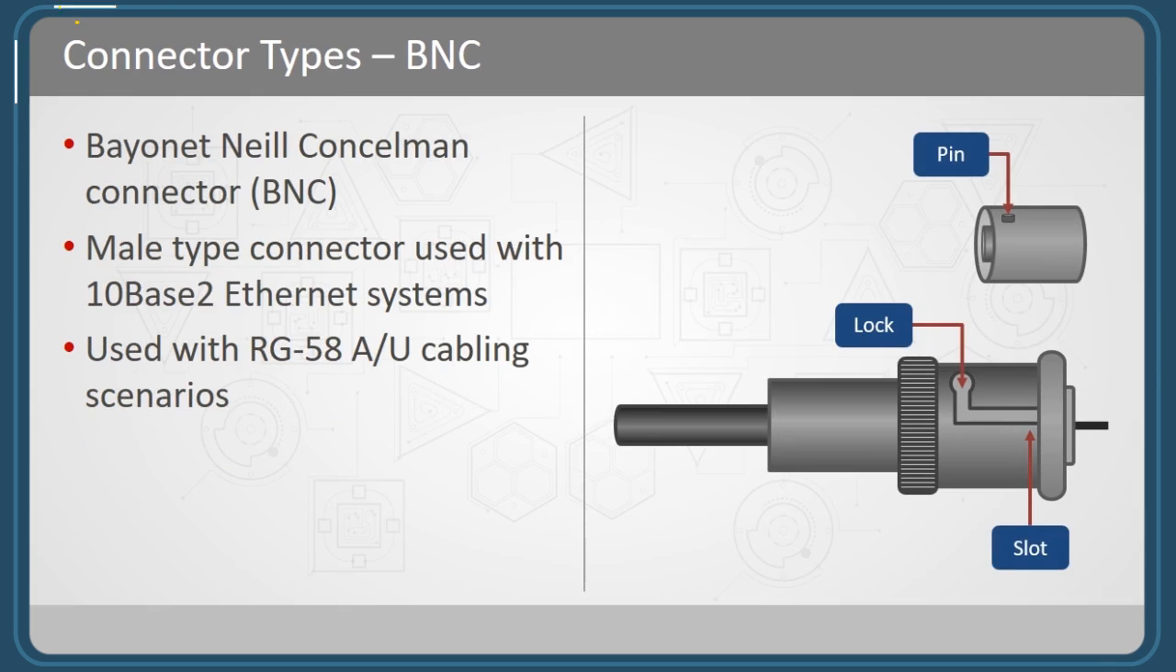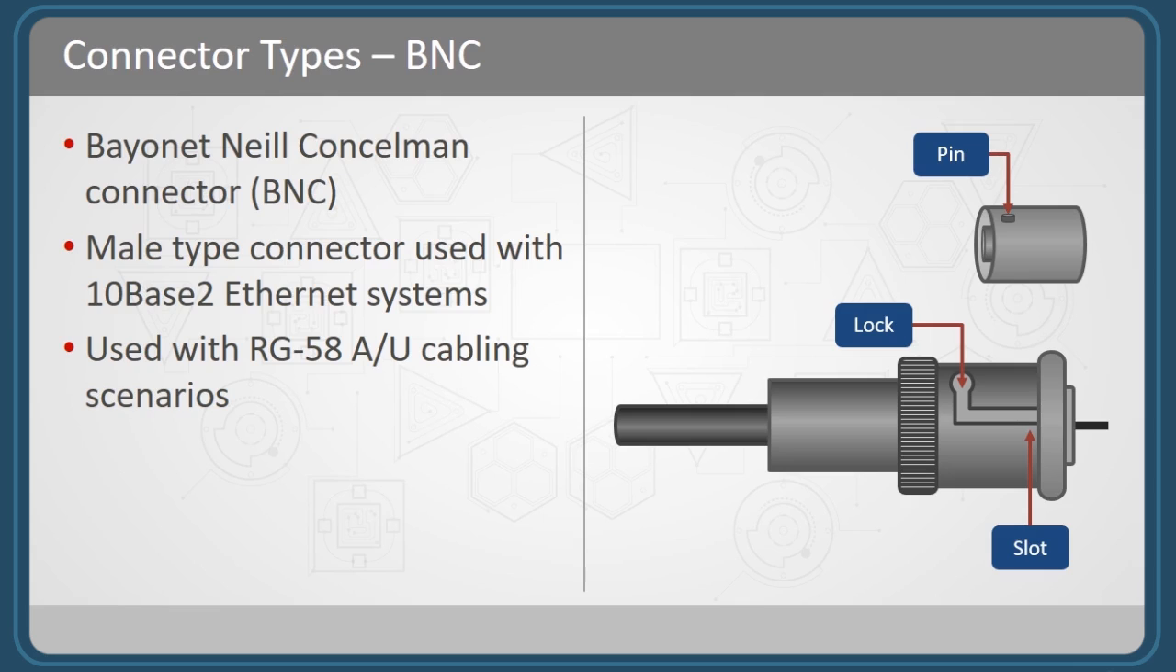Now, the BNC connector stands for Bayonet Neill-Concelman, but you might also find British Naval Connector used in some circumstances, but this was a male type connector used with 10Base2 or even 10Base5 Ethernet systems. Now, that goes all the way back to the coaxial cable that was also known as thin net or thick net. It was officially known as RG58AU cabling, but it was the solid copper core coaxial cable.